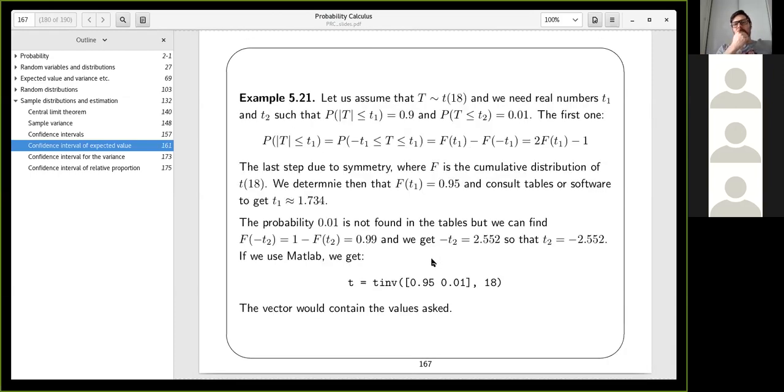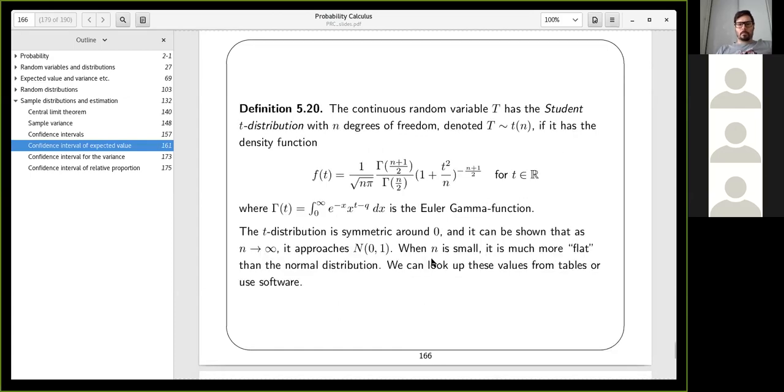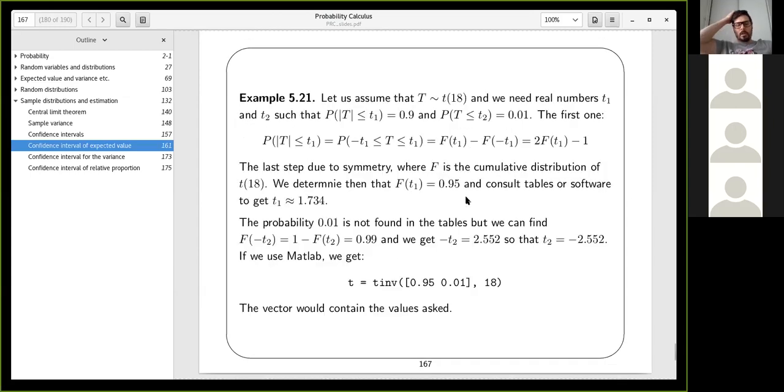So here's an example. The T distribution is symmetric around 0. It's not immediately obvious that it's symmetric around 0, but if you think about it, the only part where this T appears is T squared. So it's definitely going to be symmetric around 0. So if we have T with n degrees, with 18 degrees of freedom, and we need real numbers T1 and T2, we can look it up from the table.